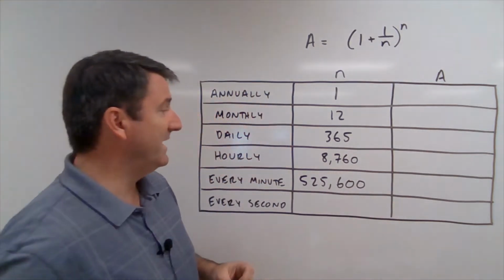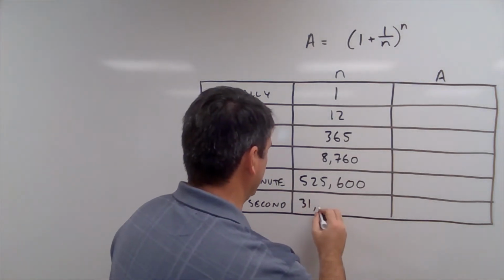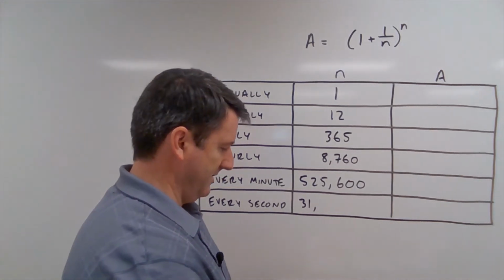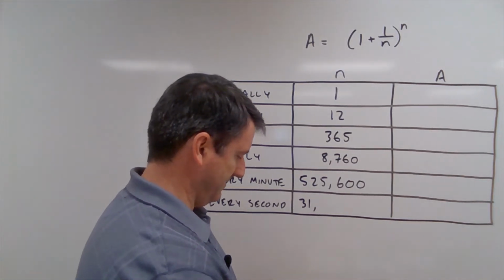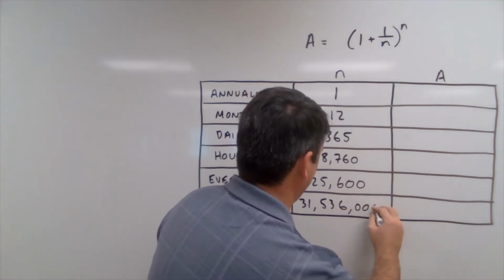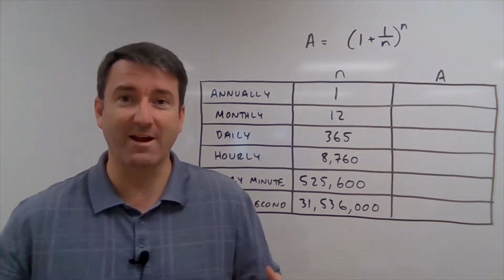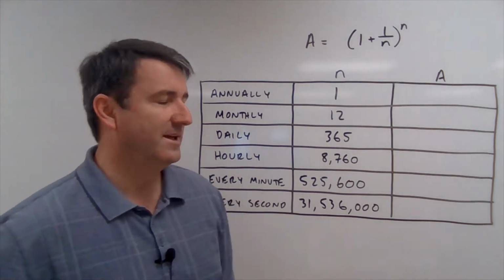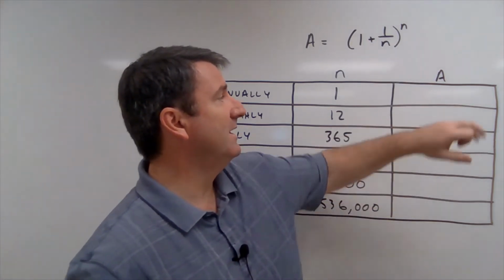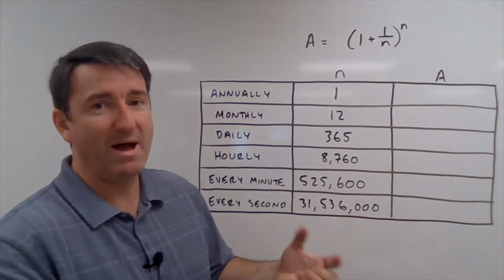Every minute, well, fans of the musical Rent will know that there are 525,600 minutes in a year. And every second, that's going to be 31 million. Let me figure out what that is actually. 31,536,000 seconds in a year. So if we compound our interest every second, we're compounding it over 31.5 million times. All right, so now let's plug this in and see what amounts we're going to get.